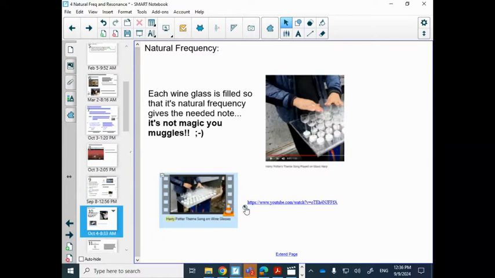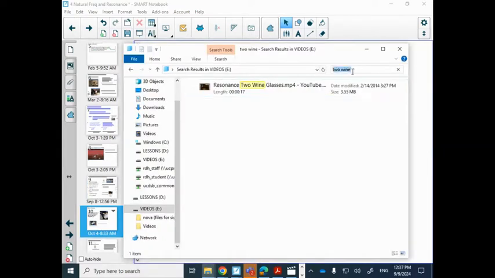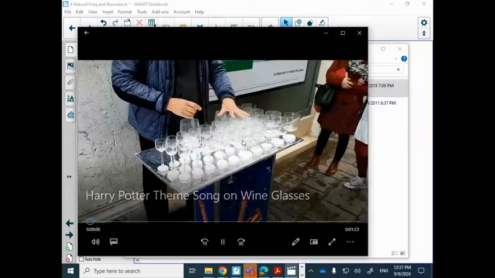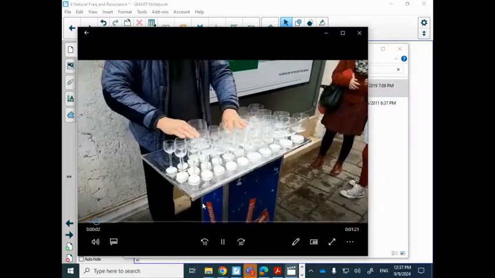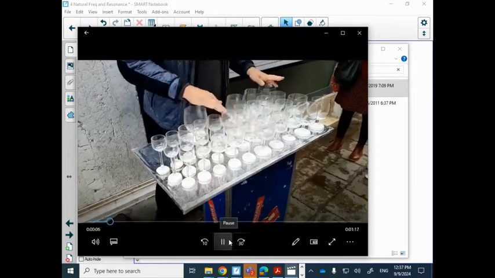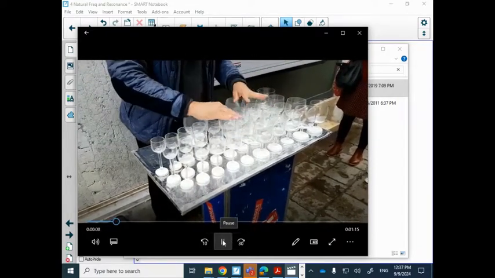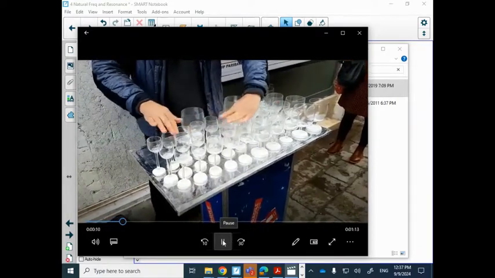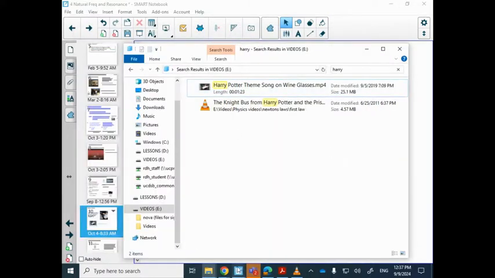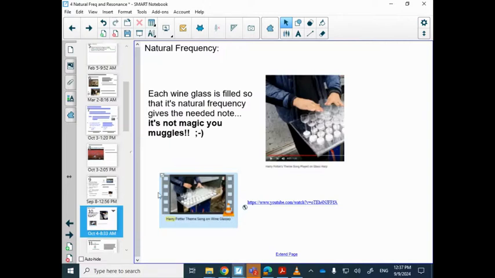This is just silly, but Harry Potter. I'll go to my own. There's probably an ad. Potter theme song on wine glasses. Kind of next level. So Harry Potter fans out there, and I put, it's not magic, muggles.